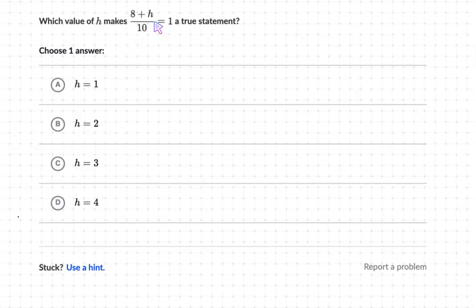So remember, we're going to replace the variable with the given value, and then just use order of operations to test it. So let's try 1 first. I'm going to replace h, so instead of plus h, I'm going to put plus 1, because they're saying h equals 1 for the first choice. Then it's divided by 10 equals 1. Then I'm going to solve it using order of operations. So there's no groupings, no exponents.